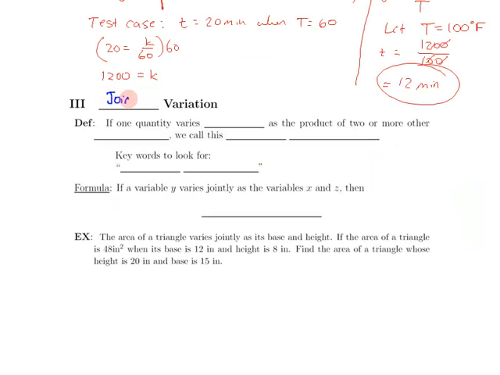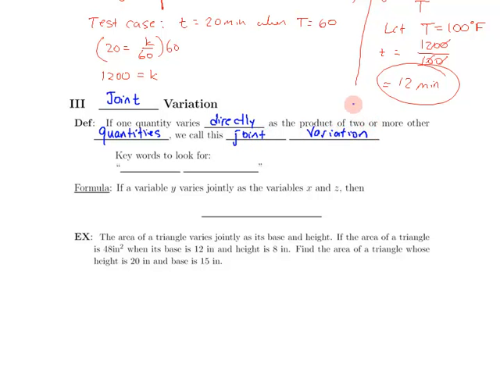Joint variation. Let's take a look at that. Now, if one quantity varies directly as the product of two or more other quantities, we call this joint variation.